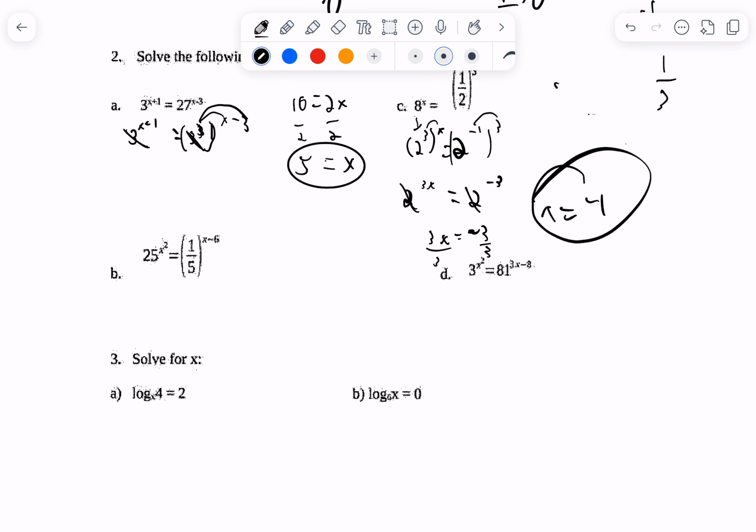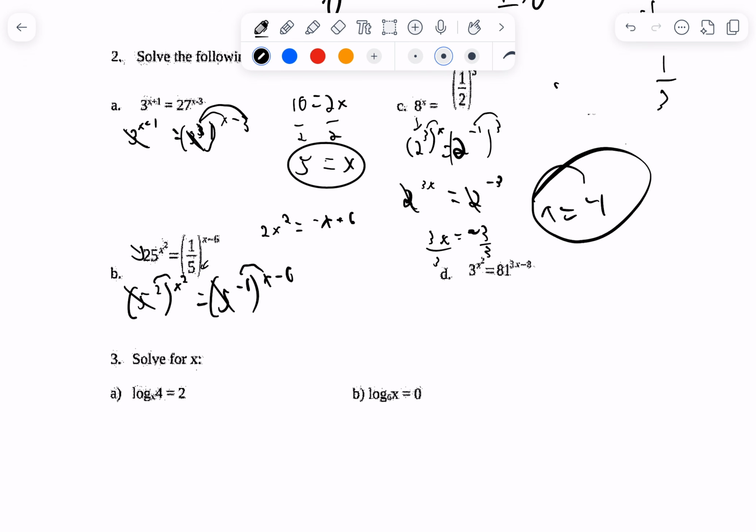So we're going to meet in the middle. The first thing that comes to mind, because this is a 5 on the bottom, easiest thing would just be converting it to a 5. Now, the way you can extract the 25 into 5 is 5 squared is 25, right? So 5 squared, and we're going to put the x squared, and then 5 to the power of negative 1 is 1/5. So we're not really doing anything. x minus 6. And then we're going to multiply the outside exponents by the inside ones. So 2x squared equals negative x plus 6. Because we can now forget about them also.